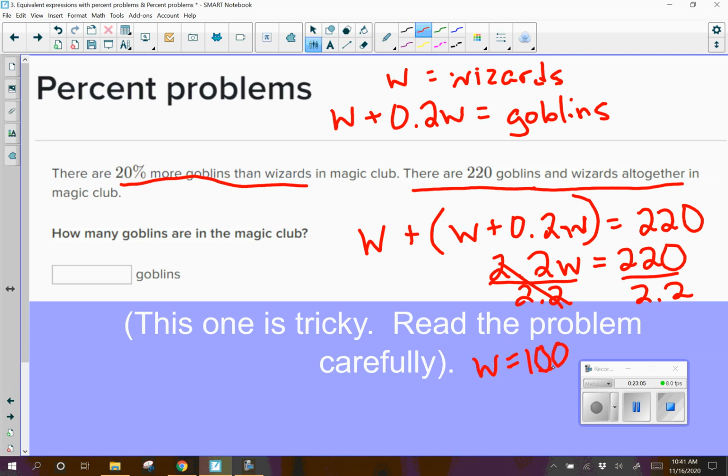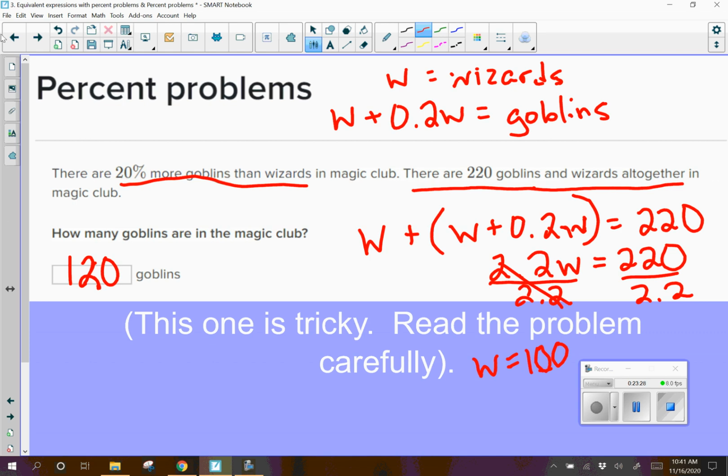If there's 220 total goblins and wizards, and 100 of them are wizards, that means that 120 of them must be goblins. If you add those two together, 120 plus 100 gives us our total of 220. Like I said, some of these ones in the percent problems can be tricky.